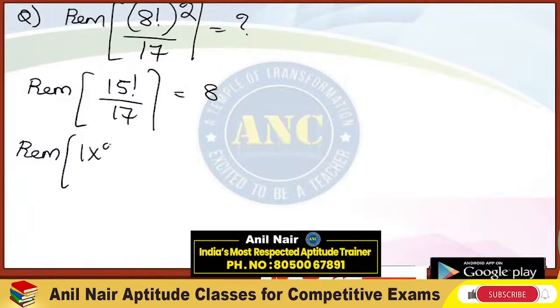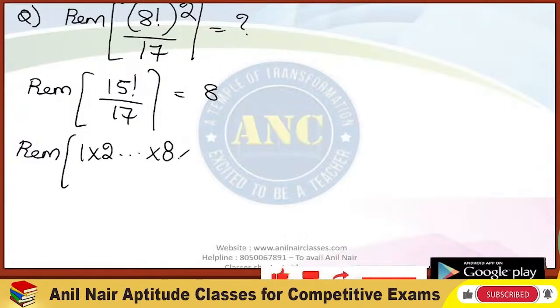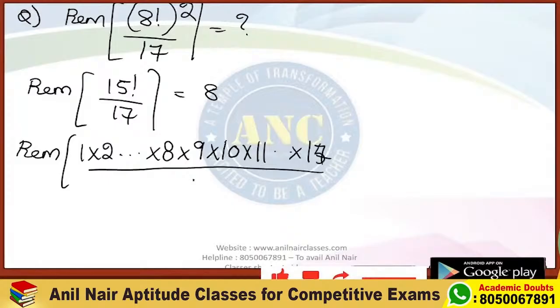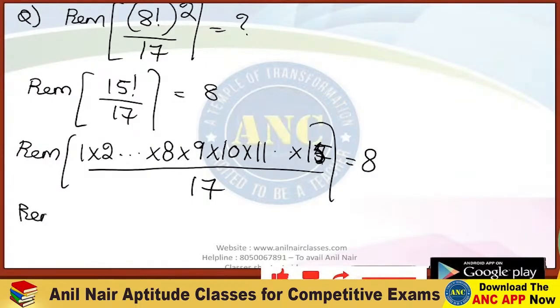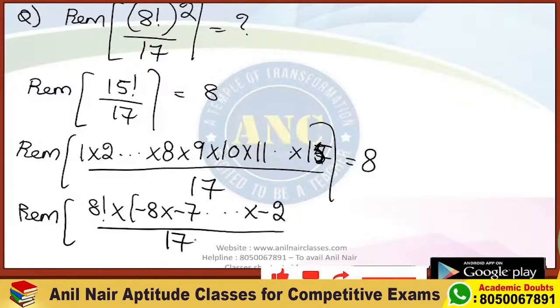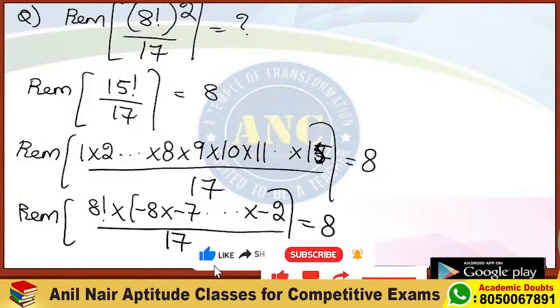15 factorial is 1 into 2 and so on up to 8, 9, 10, 11 and so on up to 15, divided by 17. The remainder of 1 to 8 is 8 factorial. I hope it is clear. 9 divided by 17 is minus 8, 10 divided by 17 is minus 7, and 15 divided by 17 is minus 2, so the remainder is nothing but 8 factorial.